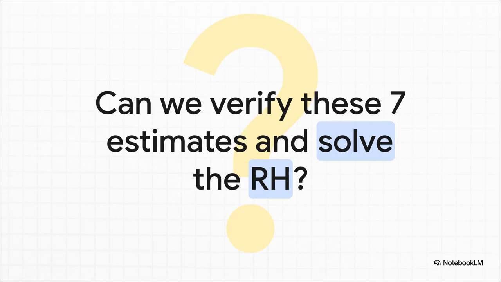As we wrap up this explainer, I want to leave you with this provocative thought. The blueprint is built, the foundation is completely non-circular, and the p-adic geometry is totally sound. But will the ledger actually hold up? Will the mathematical community be able to verify these 7 highly specific estimates and finally close the book on the ultimate math puzzle? Thanks so much for digging into this incredible architectural blueprint with me today.